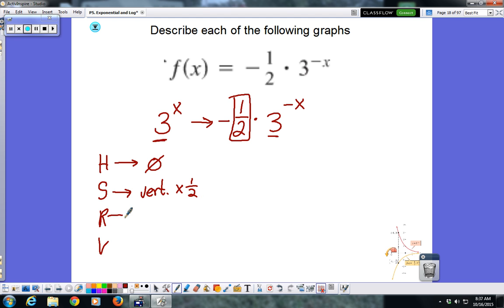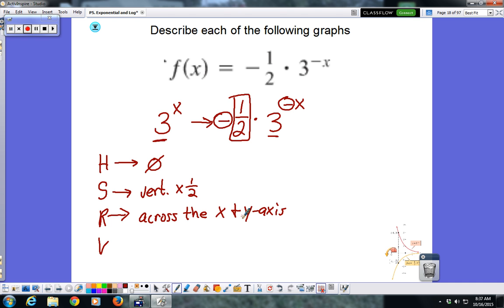Reflections, there are two. You have a negative on the x, and you have a negative out front in front of the y, so it's going to reflect it across the x and y axis. The negative here flips it up and down. The negative here flips it left and right. So if you flip it left and right, that's across the y-axis. Flip it up and down, that's across the x-axis.